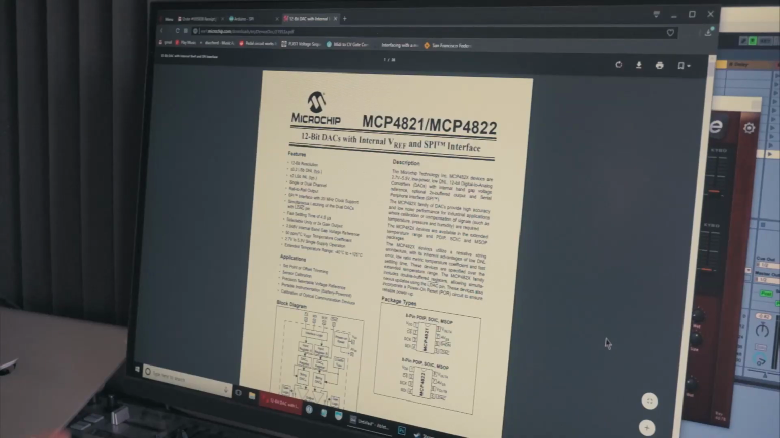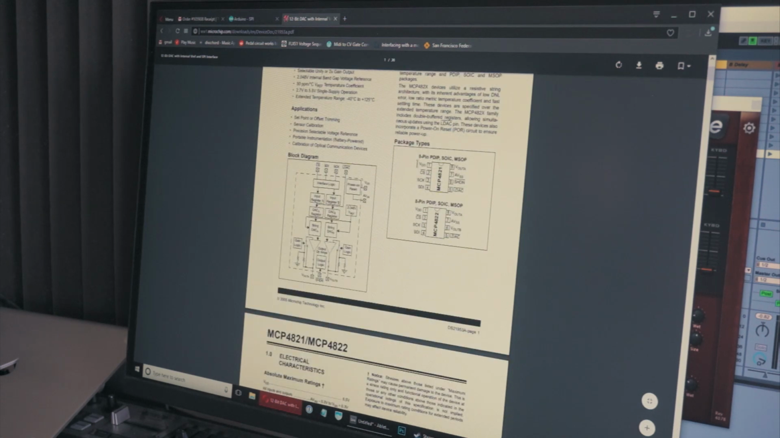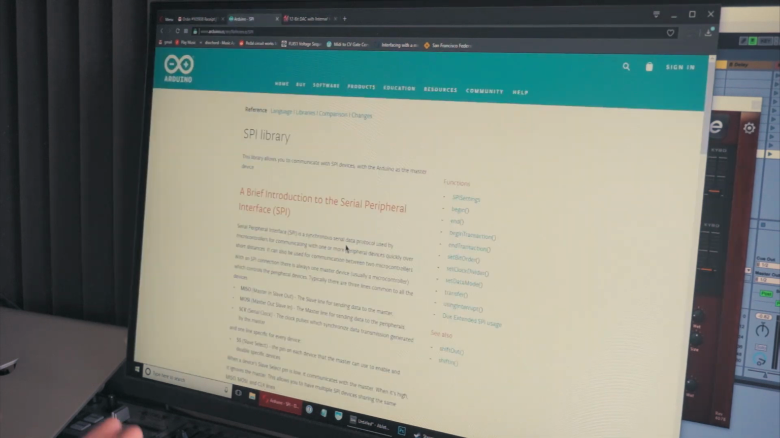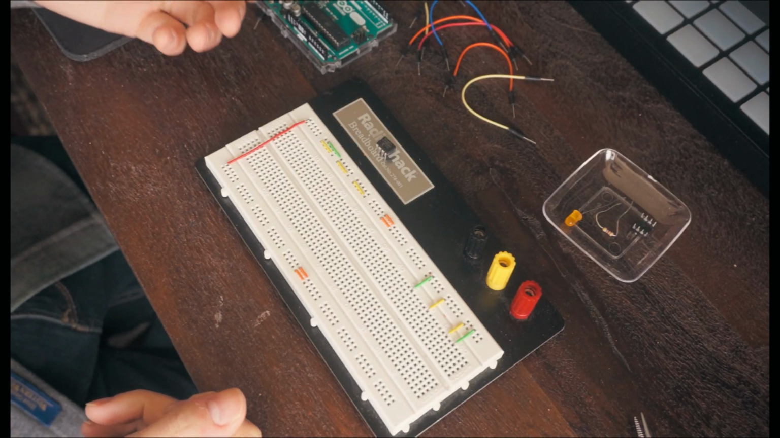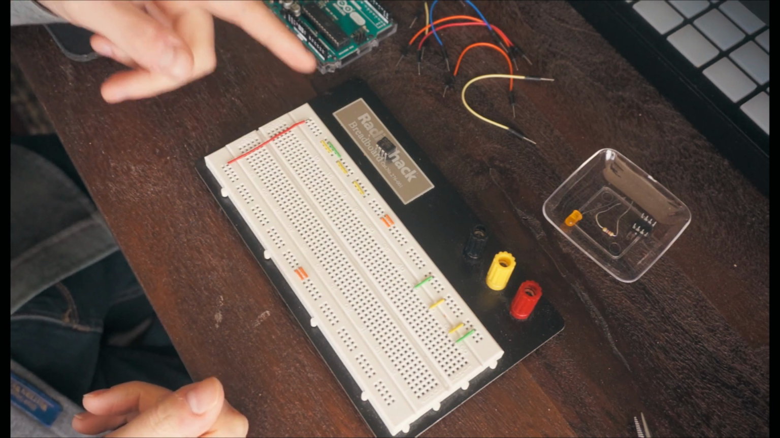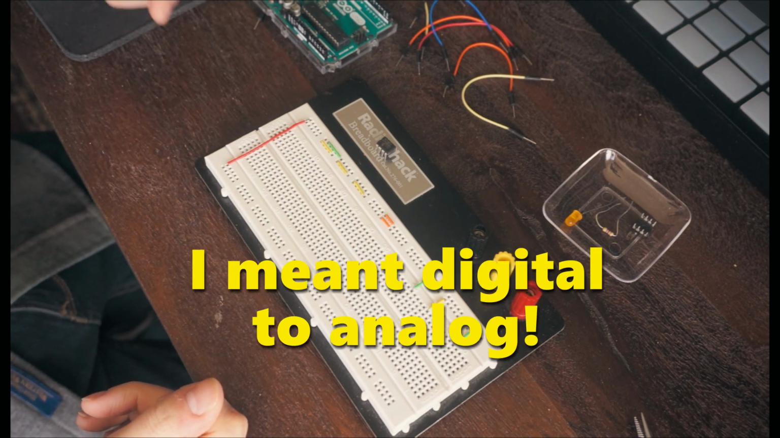All we have to do is look up the datasheet for this particular chip, and then we can locate which pins we need to provide power and serial communication, and where we get the output. Then we just match those to the corresponding pins for the SPI interface on our particular Arduino board, which is the Uno. Now we have all the information we need, we can build our first prototype circuit connecting our digital-to-analog converter to the serial output of the Arduino.